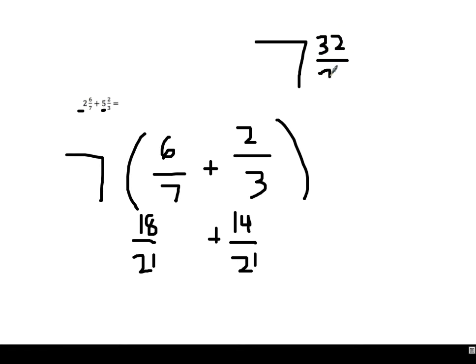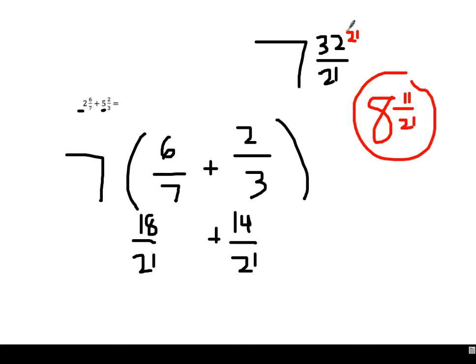But wait a minute, that's not right, because every time I have 21 21sts, that is a whole. So my answer is really 8 and 11 21sts. Why? Because when I take out that group of 21, I'm left with 11 out of 21 remaining. That's what your homework assignment is going to be on. Make sure you understand how to do these types of problems, or reconsult the video.